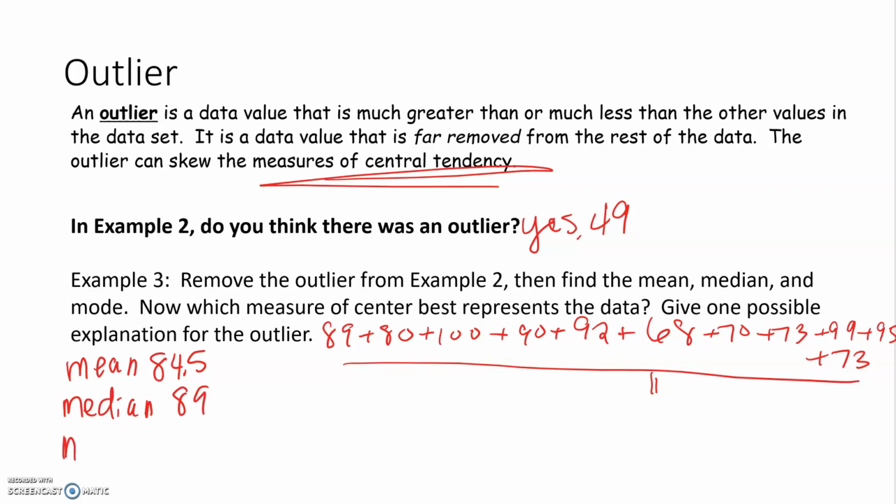Remember, mode is what occurs most often. So that one didn't change at all. That 49 doesn't affect my mode because it was not one of the numbers most often. It was not my mode. So mode is still 73.